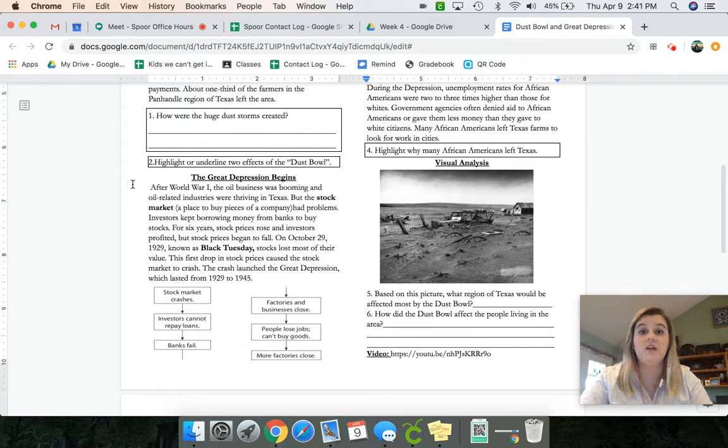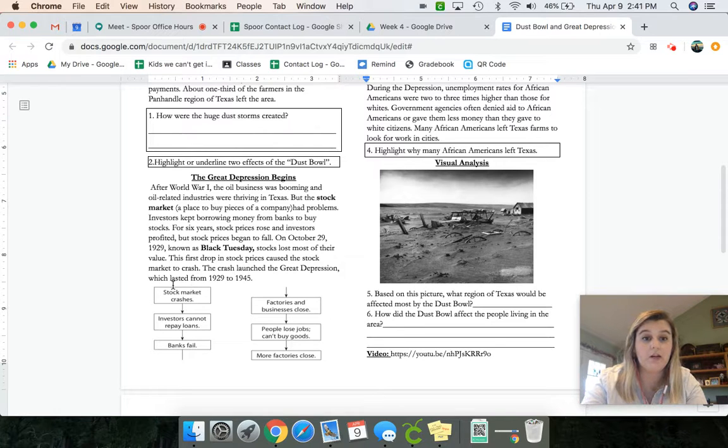And so then more people are going to start selling off their stocks, and it's just going to create this ripple down effect. On October 29, 1929, known as Black Tuesday, stocks lost most of their value. This first drop in stock prices caused the stock market to crash. The crash launched the Great Depression, which lasted from 1929 to 1945. So this lasted 16 years, okay?